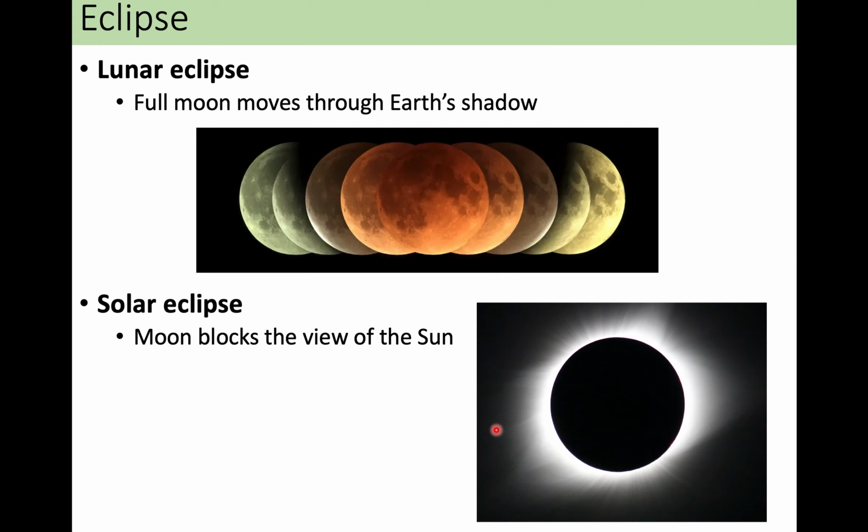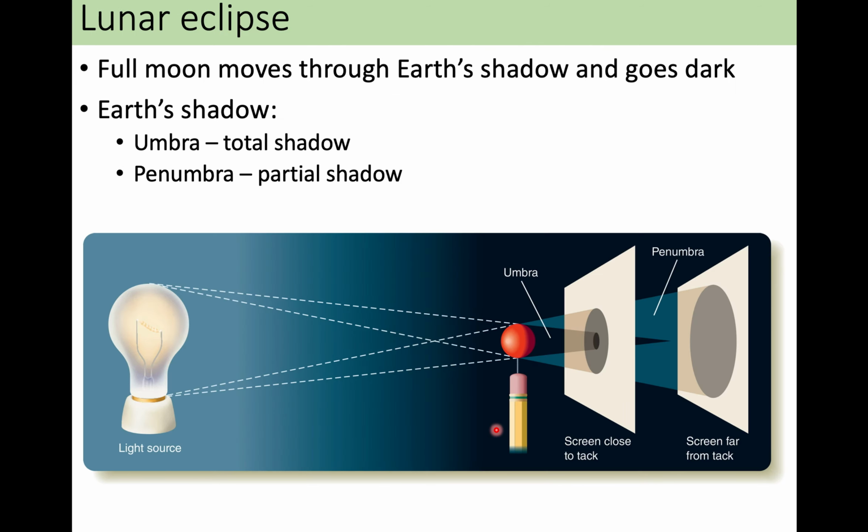So to finish up this section on moons, let's talk about eclipses. So we have two types of eclipses. There's the lunar eclipse and the solar eclipse. The lunar eclipse is where the full moon moves through Earth's shadow. The solar eclipse is where the moon actually blocks our view of the sun. So our lunar eclipse is where the full moon actually moves through Earth's shadow. So the Earth actually blocks the light that should be illuminating the moon.